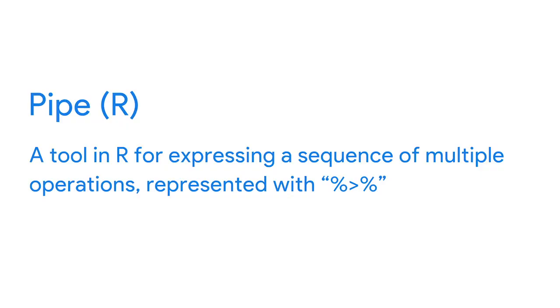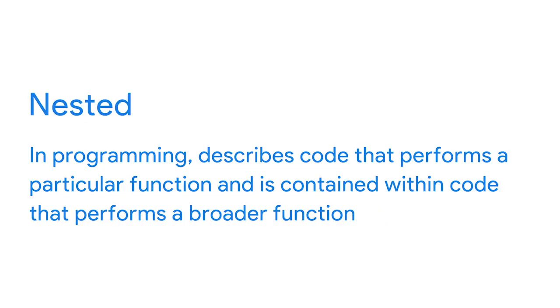As a quick reminder, a pipe is a tool in R for expressing a sequence of multiple operations. In other words, it takes the output of one statement and makes it the input of the next statement. So instead of typing out functions contained inside other functions, you can use the pipe operator to do the same work. In programming, we describe this as nested. Nested describes code that performs a particular function and is contained within code that performs a broader function.